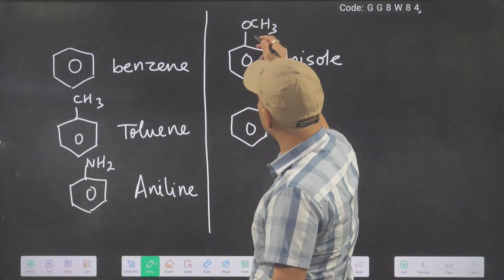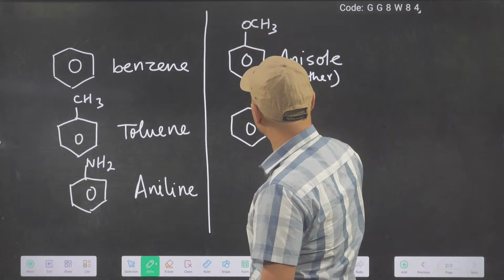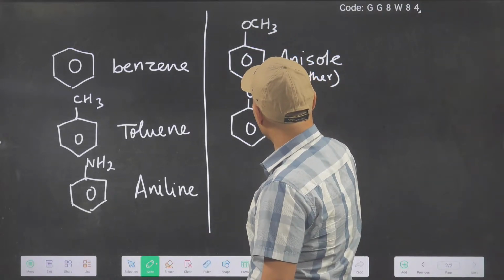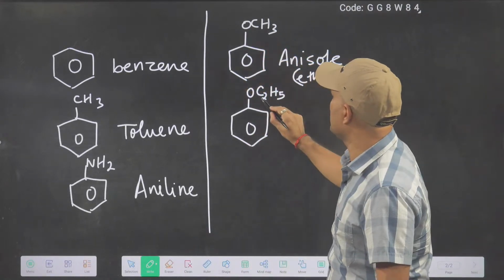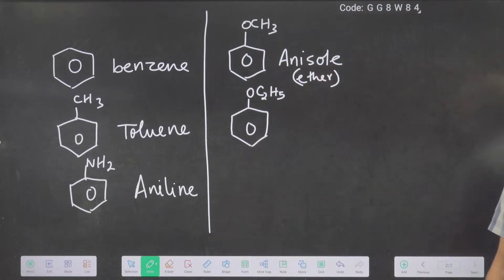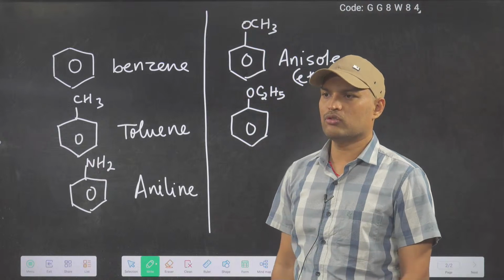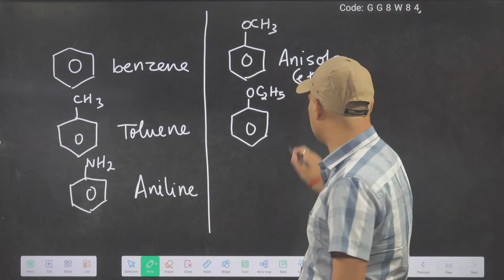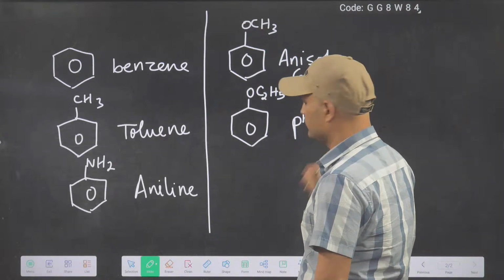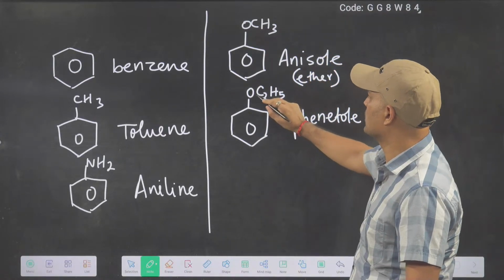This is an ether. Which functional group is there? Ether. Can you tell me the name of this compound? In place of methyl, ethyl is written this time. This is known as phenetole. Anisole, phenetole. This is also ether.